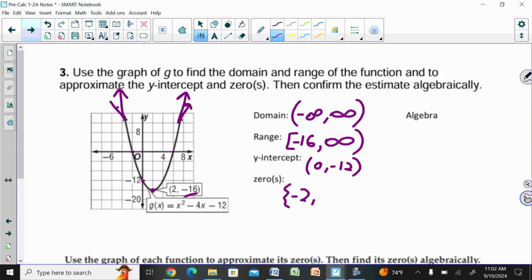And right here, negative 2, it looks like this is 2, 4, 6. Okay. So now let's confirm algebraically the work over here on the right. So let's first find the zeros.